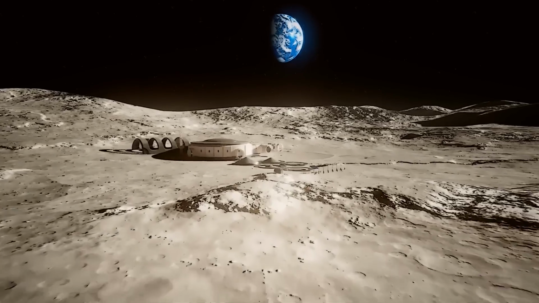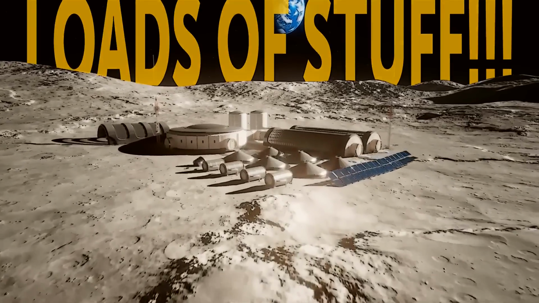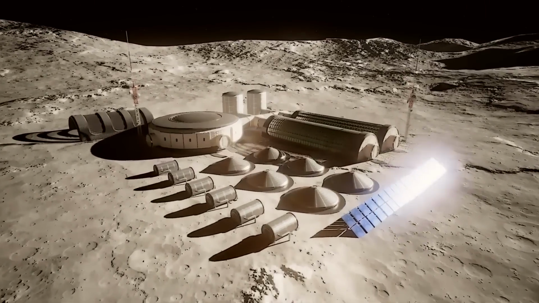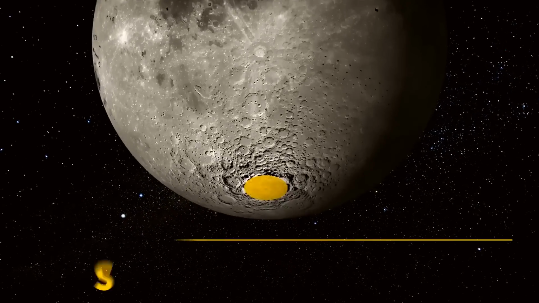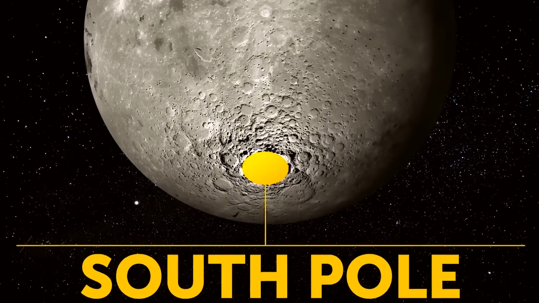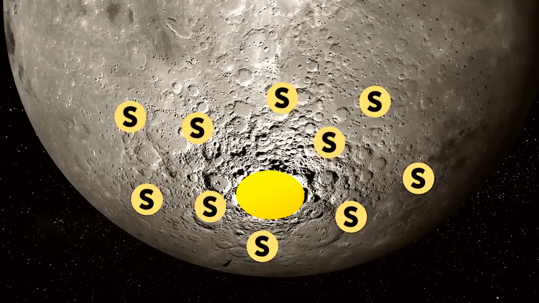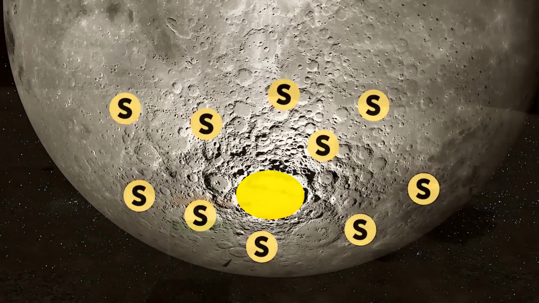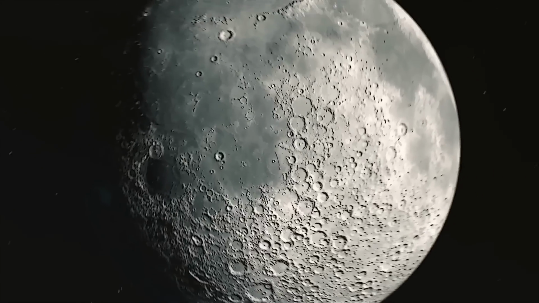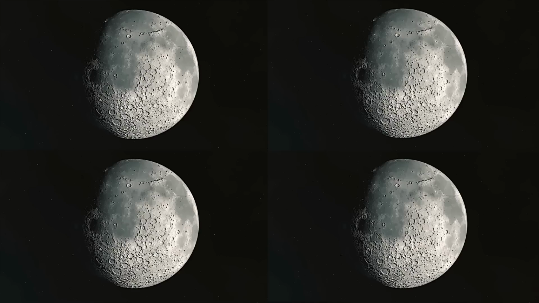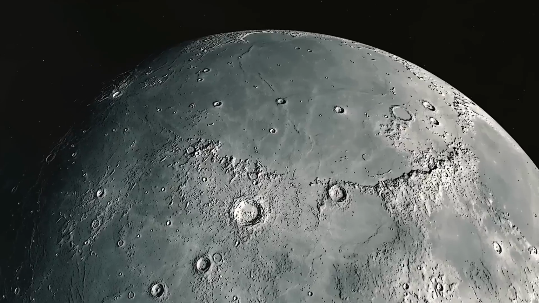Soon we might start constructing loads of stuff on the Moon. All because India's moon mission has recently detected sulfur near the Moon's south pole. This chemical element can come in extremely handy for creating infrastructure on our satellite. It's the first time this chemical element has been discovered on Earth's natural satellite.